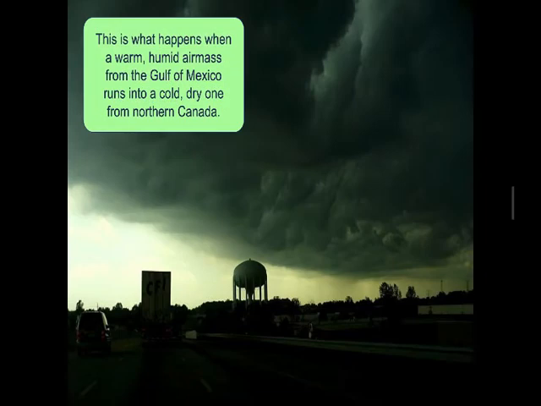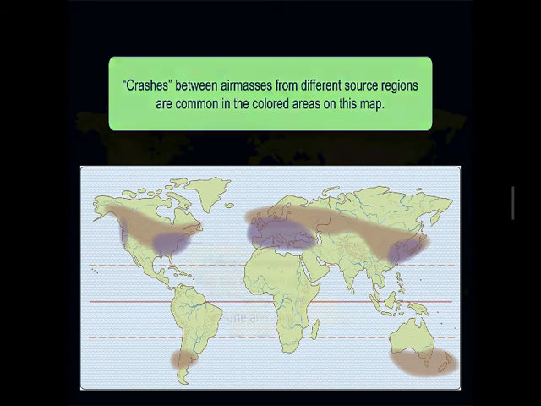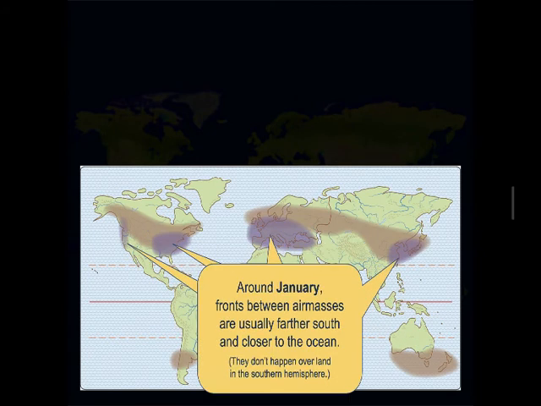This is what happens when a warm, humid air mass from the Gulf of Mexico runs into a cold, dry one from northern Canada. Crashes between air masses from different source regions are common in the colored areas on this map. Different air masses often run into each other in the brown-gray area in June and July. Around January, fronts between air masses are usually farther south and closer to the ocean. They don't happen over land in the southern hemisphere.